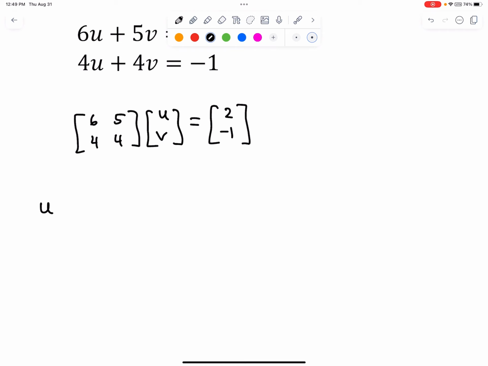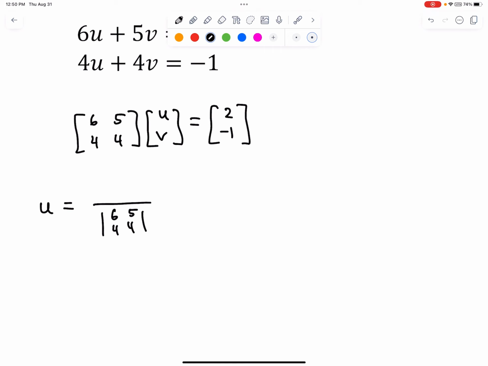And Cramer's rule will help us find that unique solution as follows. The first variable u can be found by calculating a quotient of determinants. And that quotient of determinants is as follows. The denominator determinant will be the determinant of the coefficient matrix itself. So 6, 5, and 4, 4, find its determinant.